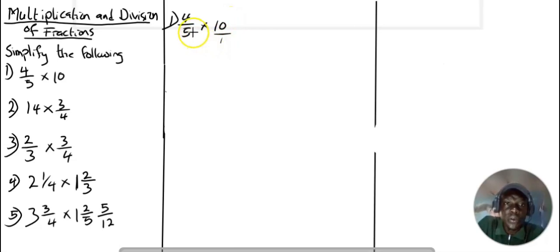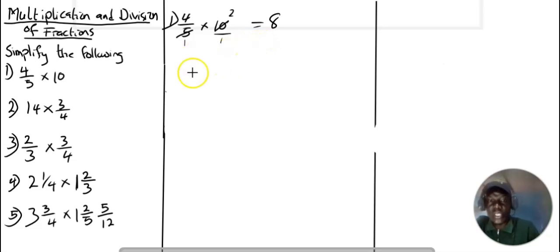What do I mean? 5, you look for a number that can divide 5 and 10, and that is 5. So 5 in 5 will give you 1. 5 in 10 will give you 2. So 4 times 2 will give you 8. So our final answer here is 8. That's if you want to do it this way.